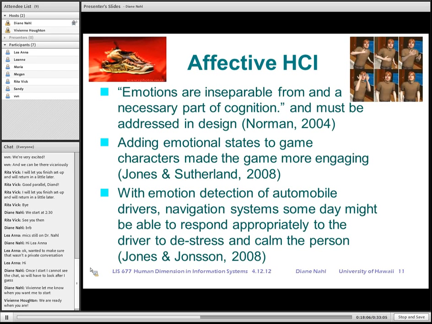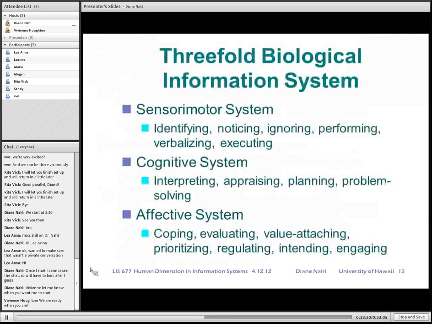So adding emotional states to game characters made the game more engaging, and there's an example of emotional states being added to game characters in the upper right. And even in driving, because I continue to study driving, they are continuously trying to figure out ways to keep drivers awake, to keep them in a better mood so they won't start fights on the road and cause accidents and so forth. So that is all part of affective computing too.